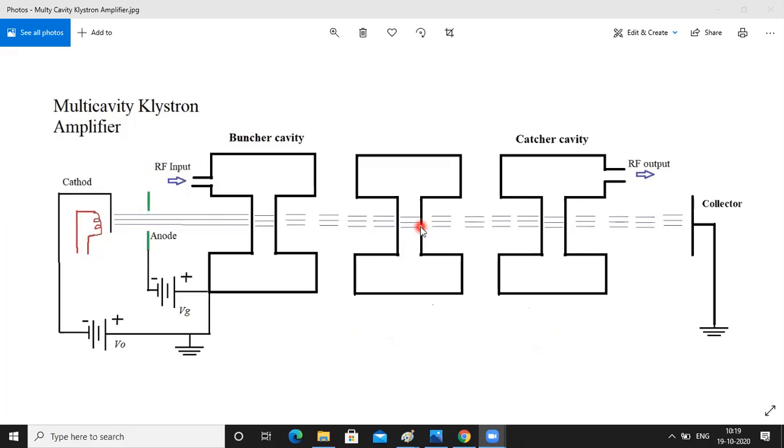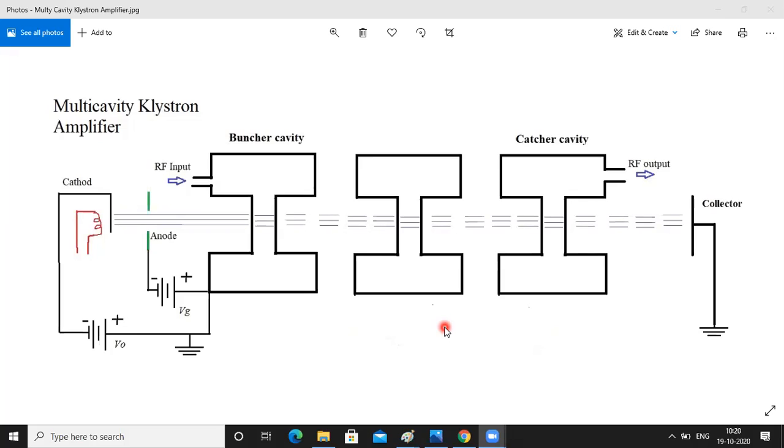The multi-cavity amplifier tube will produce high gain and a narrow bandwidth. Whatever the multi-cavity klystron, they are producing high gain. The gain is high. That's why we are using multiple cavities. But it will have a narrow bandwidth, with some condition.